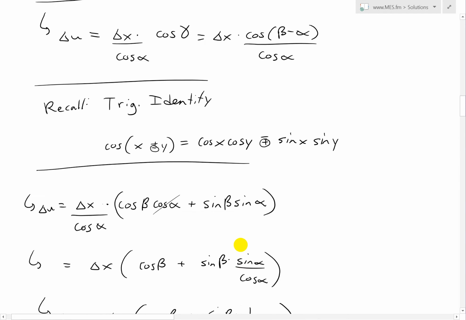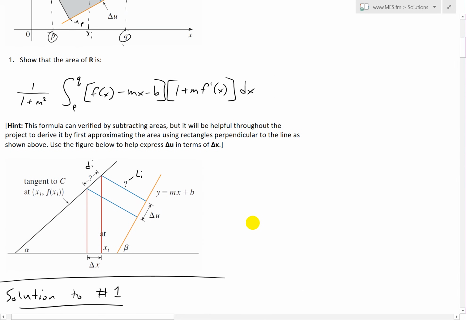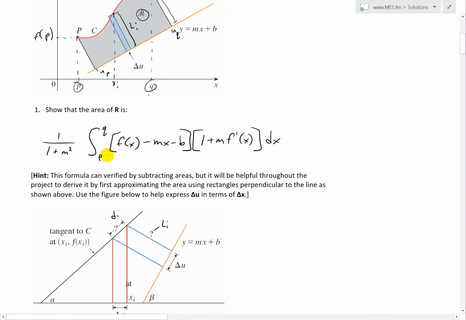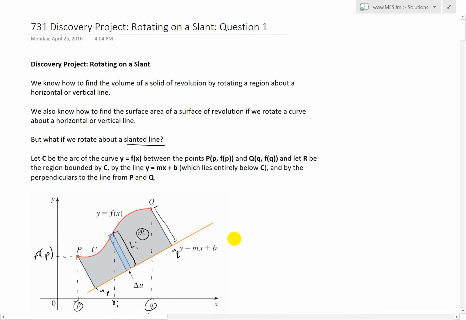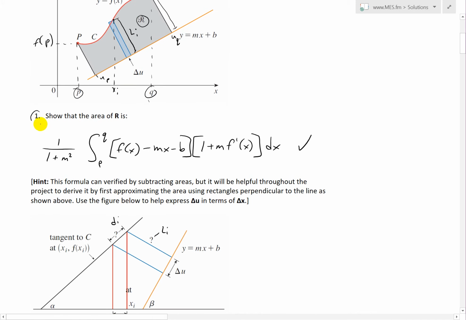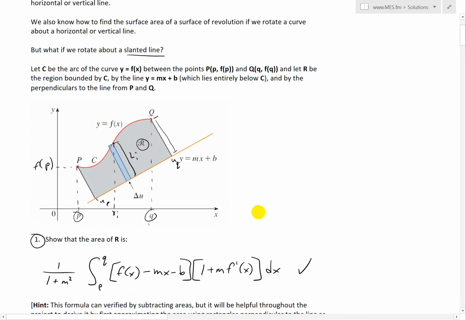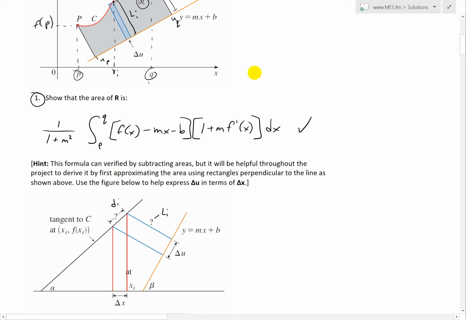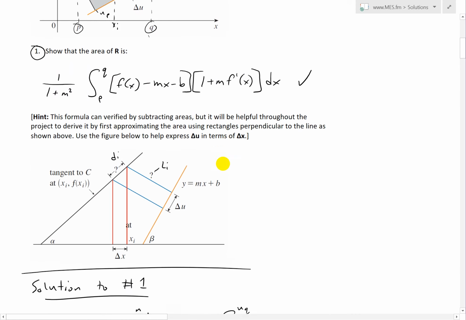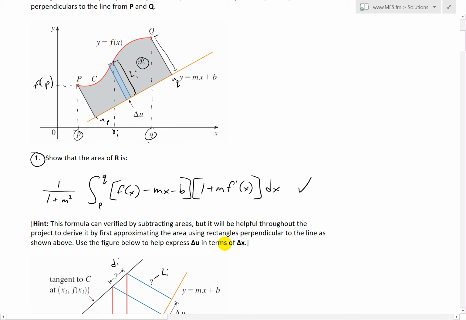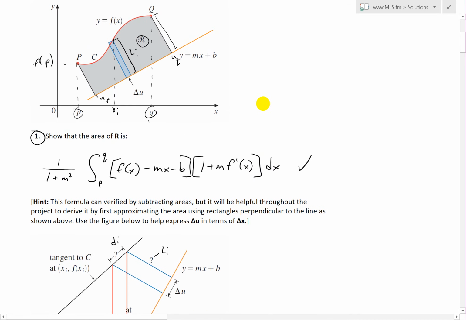Let's go back up to double check the answer. So 1 plus m squared, the integral from p to q, f of x minus mx minus b, times 1 plus m f prime of x. So this is the exact same as the one we got. And basically, that's all for today. This is just question 1. In later videos, I'm going to go over questions 2 up to 6, I believe. There's 6, and I'll show how you can solve volumes, area, surface area, etc. This one is just to show how to get the area of the region.